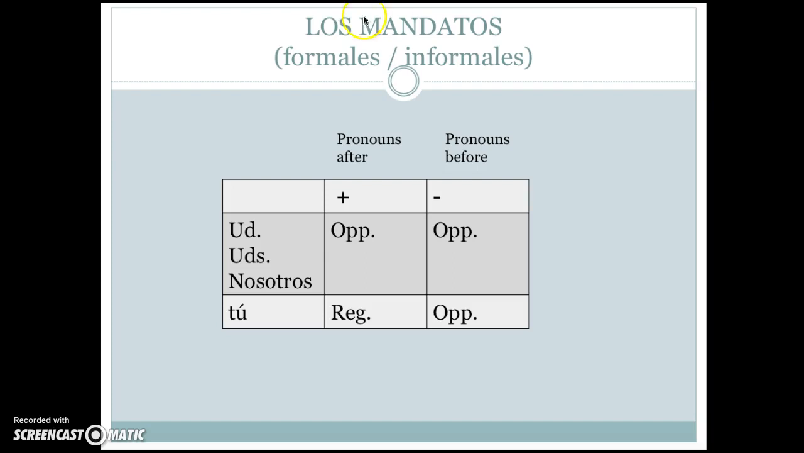So you can see that here we have our formal commands for usted, ustedes, and nosotros. And as we learned in the last chapter, you're going to use the opposite ending to form those commands. So if it's an AR verb, you're going to use an E. If it's an ER or IR verb, you're going to use an A. Here we have affirmative commands, meaning, hey, you, do something, and negative commands, hey, don't do something. We're going to use pronouns after the commands with affirmative and before the command with negative.